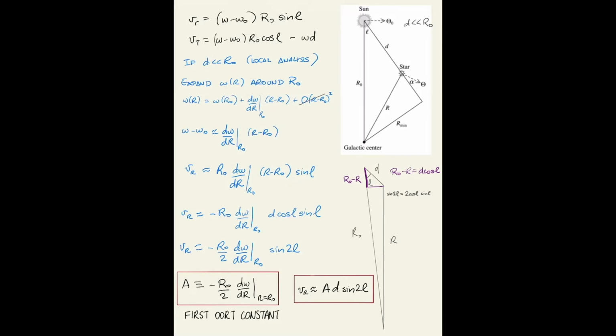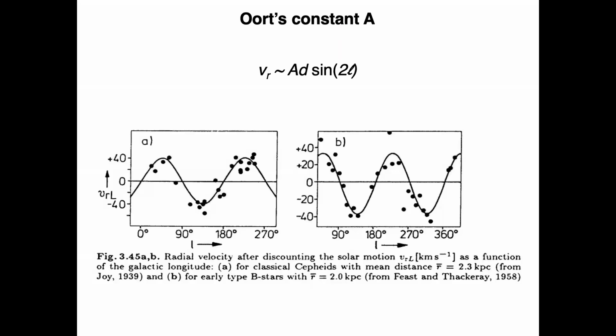The equation for the radial velocity implies that the radial velocity of nearby stars on circular orbits will be 0 when the galactic longitude is either 0 or 180 degrees, but also when the galactic longitude is either 90 degrees or 270 degrees. So if you measure the radial velocity with respect to the local standard of rest for a number of stars as a function of their galactic longitude, you're going to find a sinusoidal curve with amplitude given by A times d, the mean distance. If you make a plot, this is what you get.